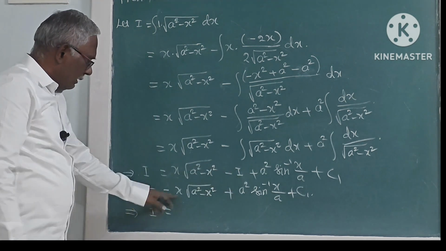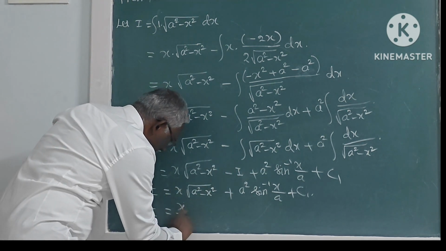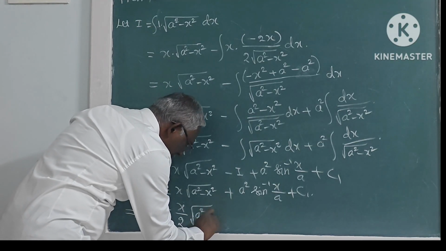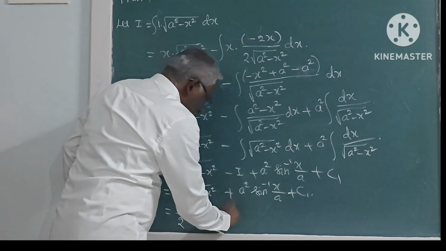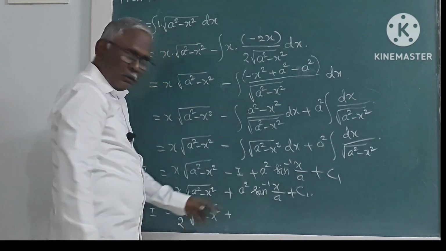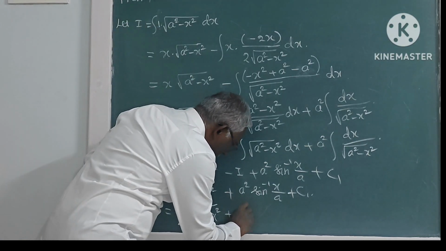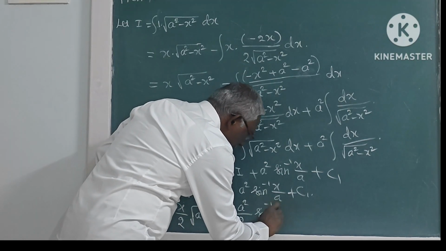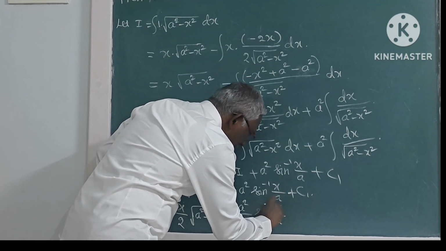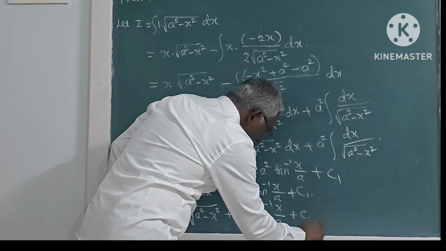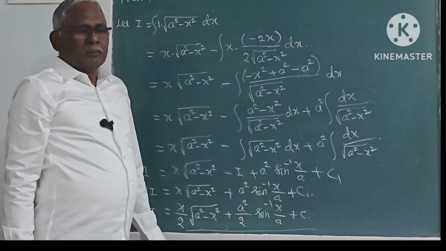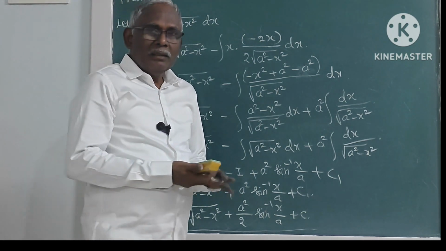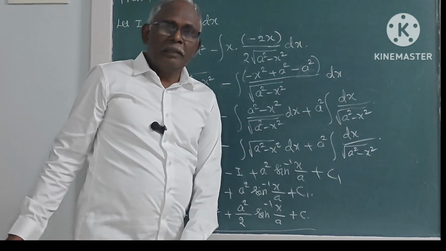Just divide by 2, we will get x by 2 into square root of a square minus x square plus a square by 2 sine inverse x by a plus constant. Okay, we have derived the formula. Let us see how to remember these three formulas.